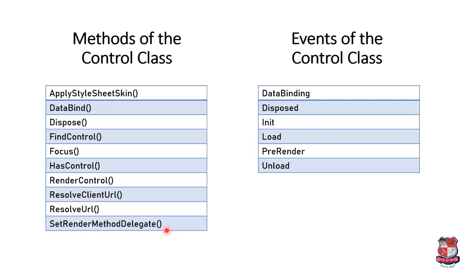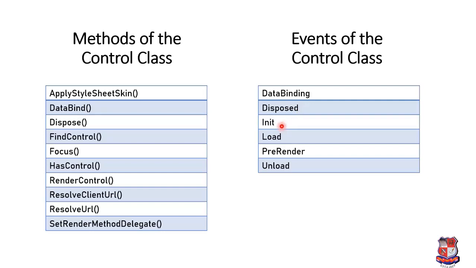control. Apart from properties and methods, many events of the Control class are also available. Now we'll discuss the events of the Control class. First event is the DataBinding event. It occurs when a server control is attached to the data source. Next is the Disposed event. It refers to the last stage of the life cycle of a server control and occurs when a server control is released from the memory.